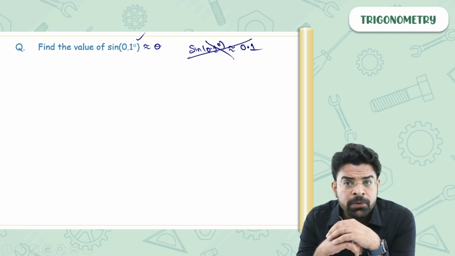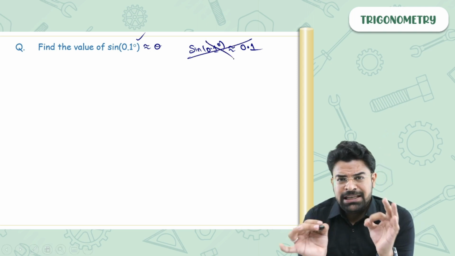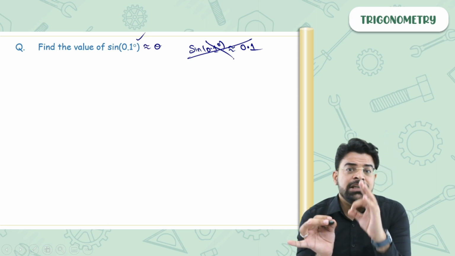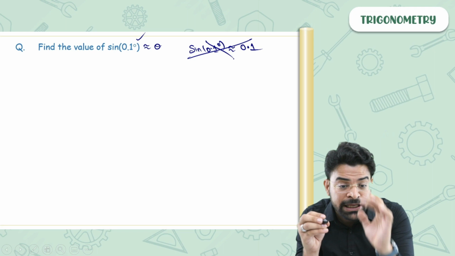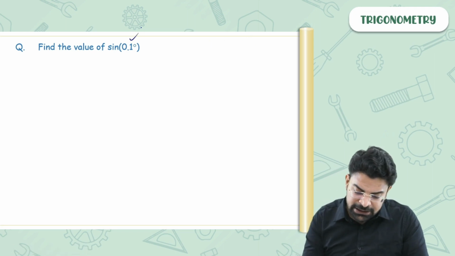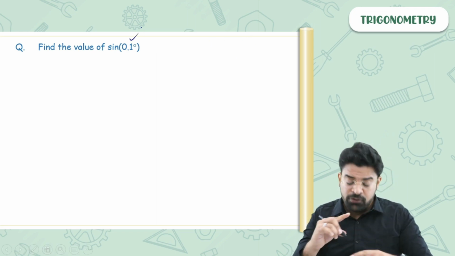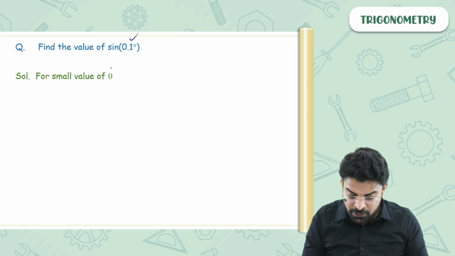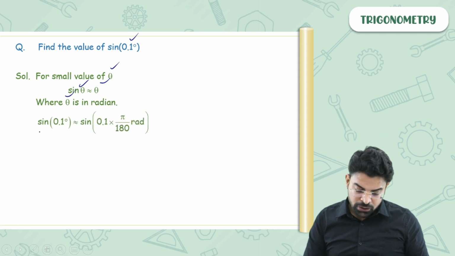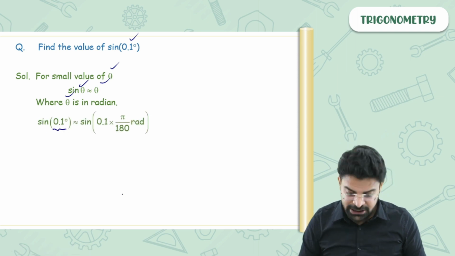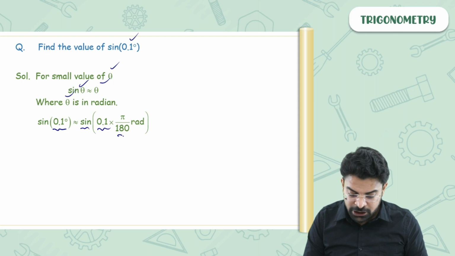Why, sir? Because for small value of theta, sine theta is nearly equal to tan theta is nearly equal to theta, but you must take the angle theta in radian. So here, as the angle is given in degree, you must first convert it from degree into radian, and you will write for a small value of theta, sine theta is nearly equals to theta, but theta should be taken in radian. So you can write sine of 0.1 degree is same as sine of 0.1 into pi by 180.